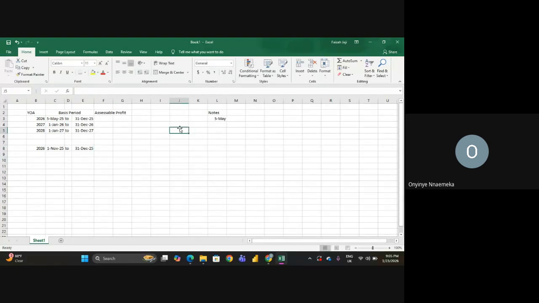Let's assume the total profit for the 14 months is 500,000 naira, and we have a 2-month basis period. What you now do is prorate.